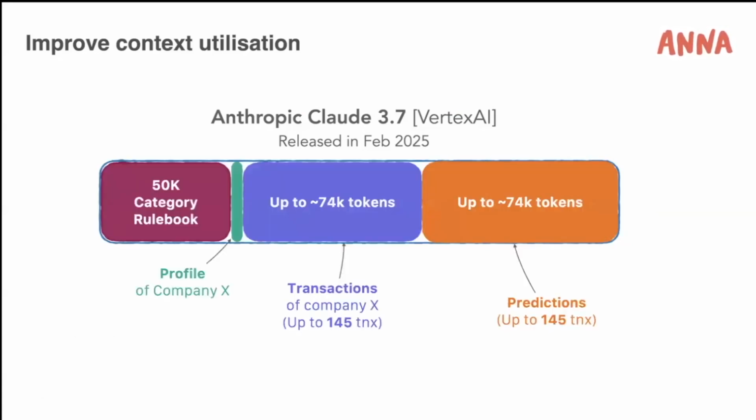So it seems like the bottleneck has now disappeared, and we can fit more transactions into a single request and receive up to 145 predictions in a single request. That would dramatically decrease the number of LLM requests we make, and will save money.